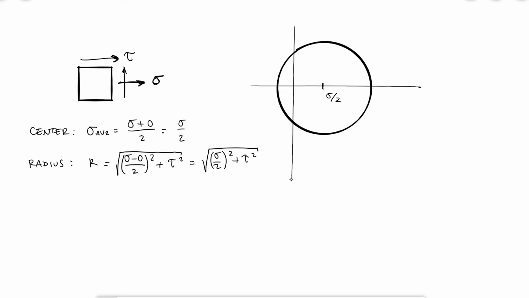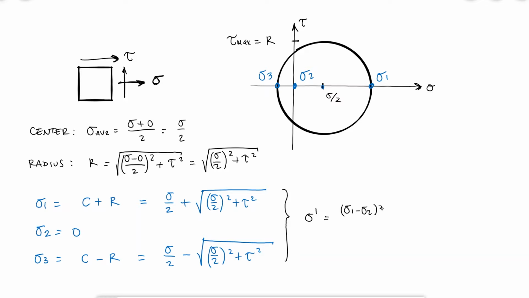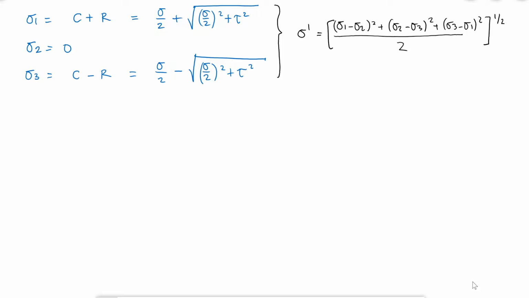Using Mohr's circle, I can find my principal stresses sigma 1, sigma 2, and sigma 3. And with the principal stresses, we can evaluate the von Mises stress from the distortion energy method. We do all of this so that we can, quote-unquote, combine the normal and the shearing stresses into one von Mises stress. And we do this for both the alternating stresses and the mean stresses.